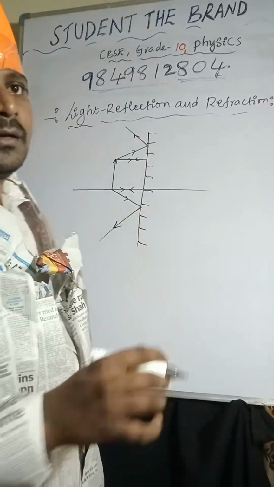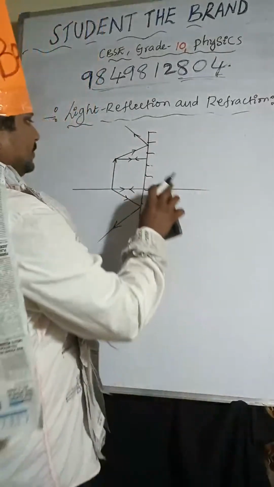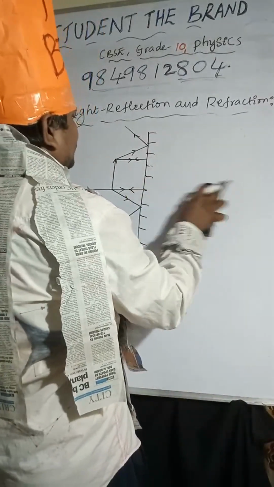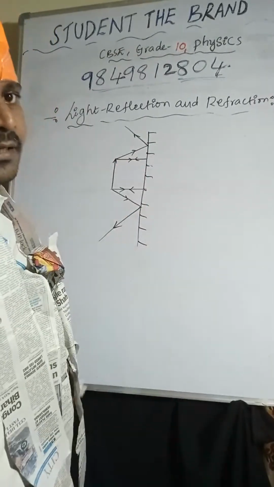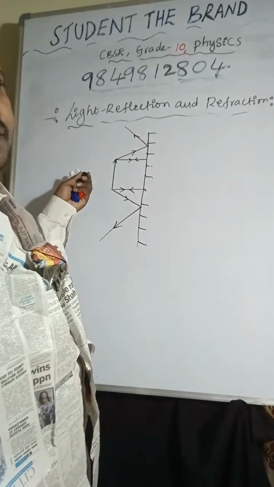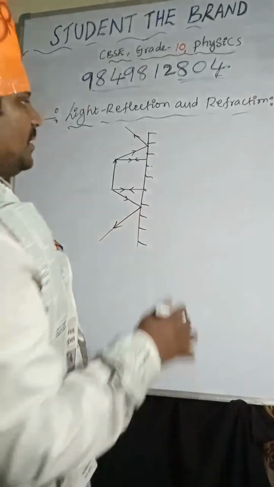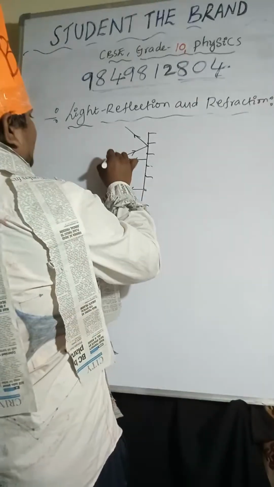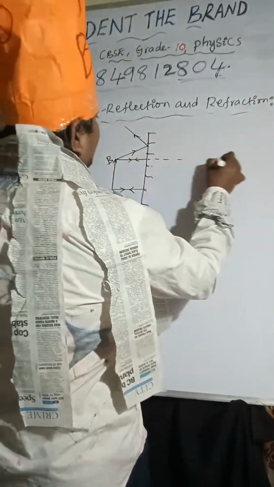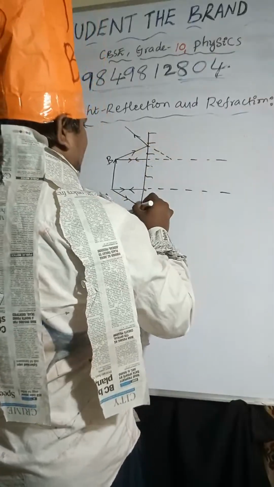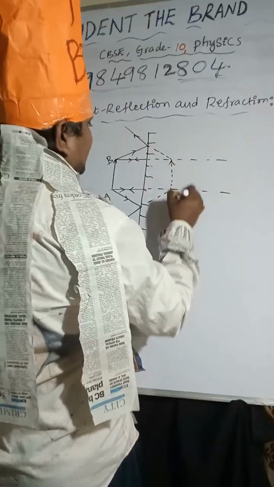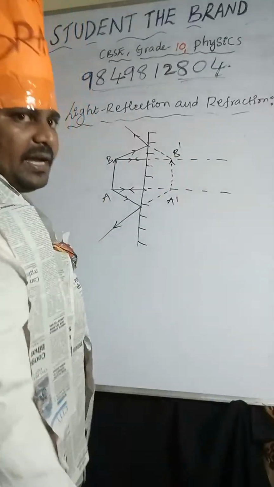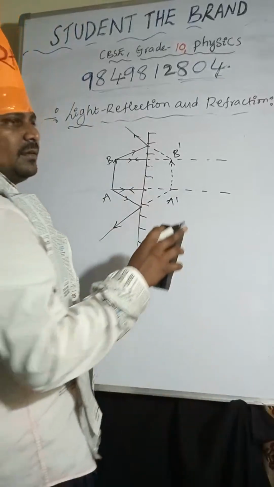Now, this is the object AB, and it is a plane mirror. We are extending the light rays. These reflected light rays meet here, giving A dash and B dash.